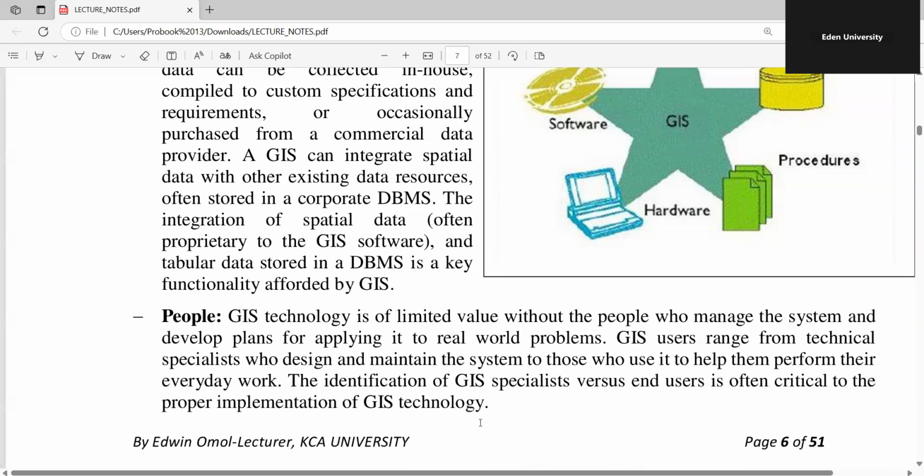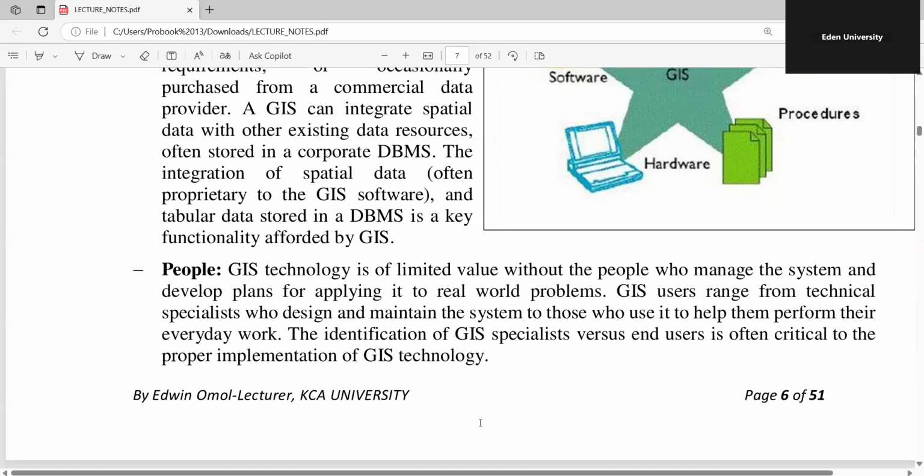Then the other component of GIS that we have is people, meaning you and me. GIS technology is of limited value without people who manage the system. It is you that work on those systems. So we are an important component of GIS and develop plans for applying it to real world problems.